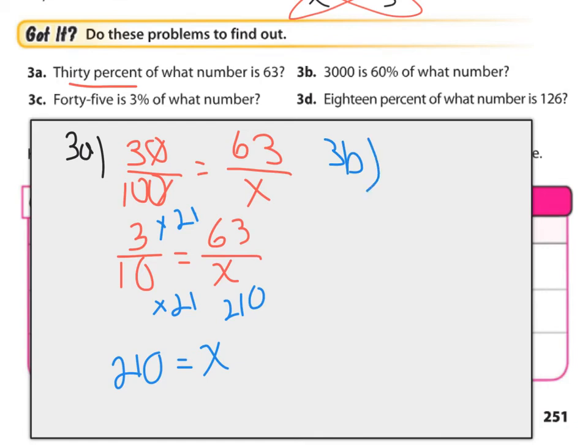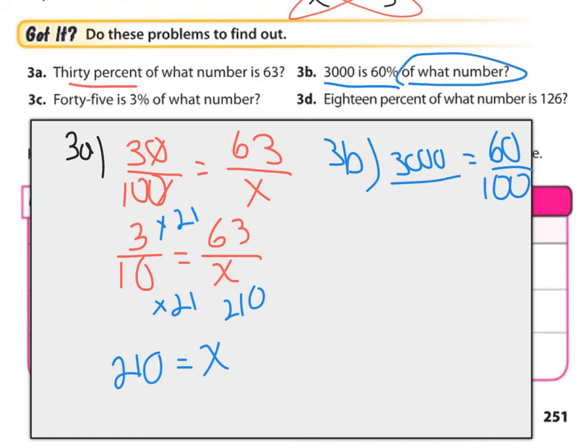3B. 3,000 is 60% of what number? Out of what number? Okay, again, let's simplify the ratio that we're being given here. This is 3/5, right? Count by 20s. 3 20s here and 5 20s there. So let's go ahead and do that, and we get 3/5 equals 3,000 over x.